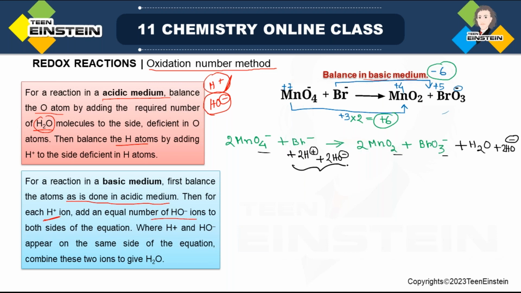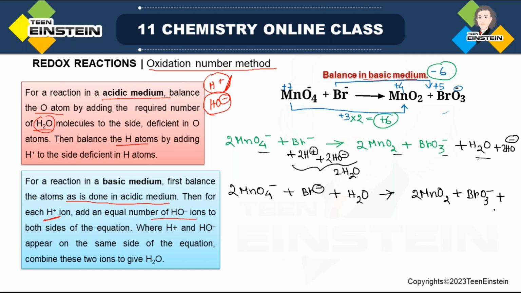Now these two together, it will make 2H2. So finally, if you write this equation, it will be 2MnO4⁻ + Br⁻ + 2 water molecules. Here it is 1 water molecule, so it will ultimately be 1 water molecule only. Then 2MnO2. Bromine is already the same on both sides.